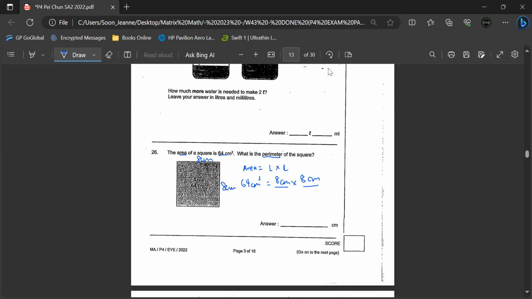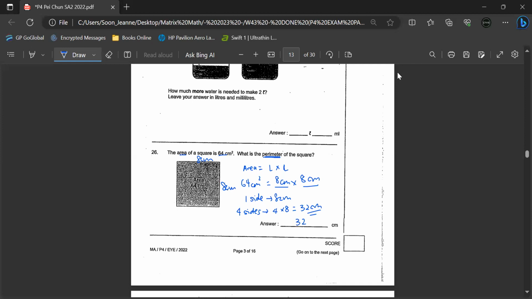Now with the side, we can find the perimeter. One side is a measurement of 8 cm, right? I want to find perimeter, which means it's the outline of the square, which is 4 sides. So 4 times 8 equals 32 cm. So this is your answer. Fill up your answer, 32 cm.